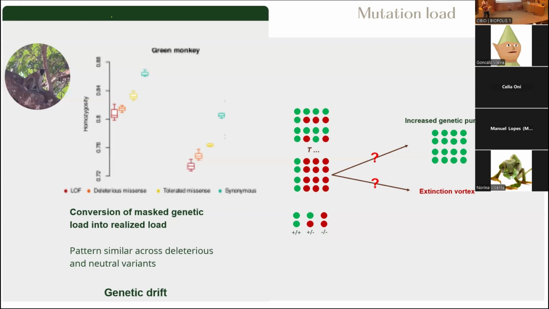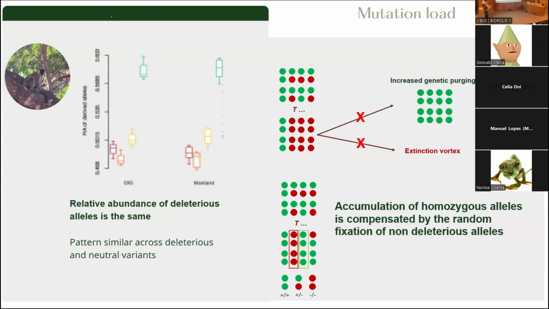Okay, so we went to look into, remember, diagnostic features: for purging, a lower number of mutations and a lower number of derived alleles. And when we looked at these, we found that the relative abundance of the alleles is the same between insular populations and mainland populations. And this is not to be expected, right? Populations usually go either way.